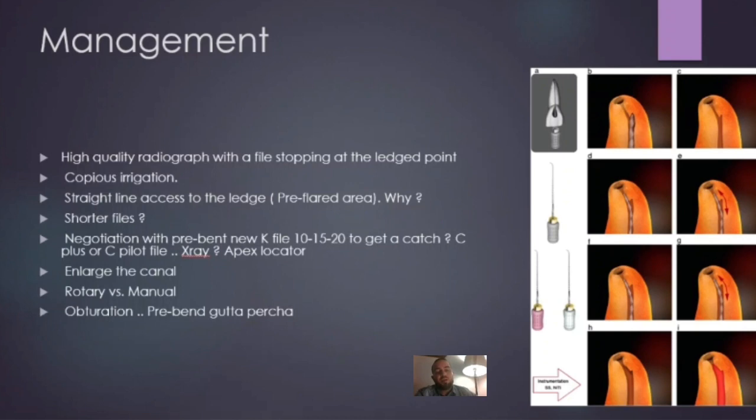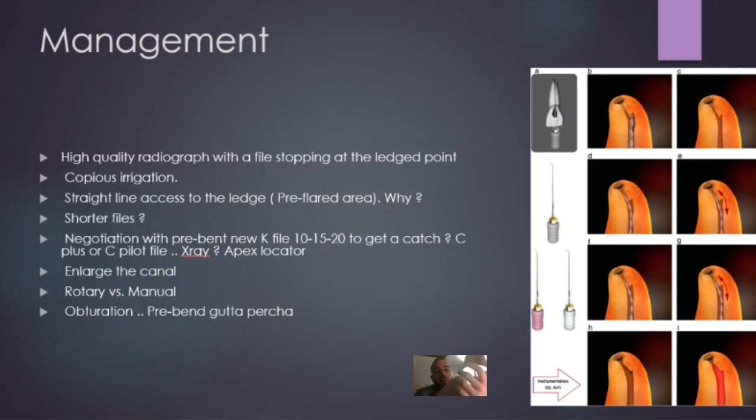The second step of management is having copious irrigation in the ledge canal using different irrigants like EDTA and sodium hypochlorite. The EDTA irrigation here will dissolve the smear layer under the formed ledge, while the sodium hypochlorite irrigation will dissolve the collagen and the debris.